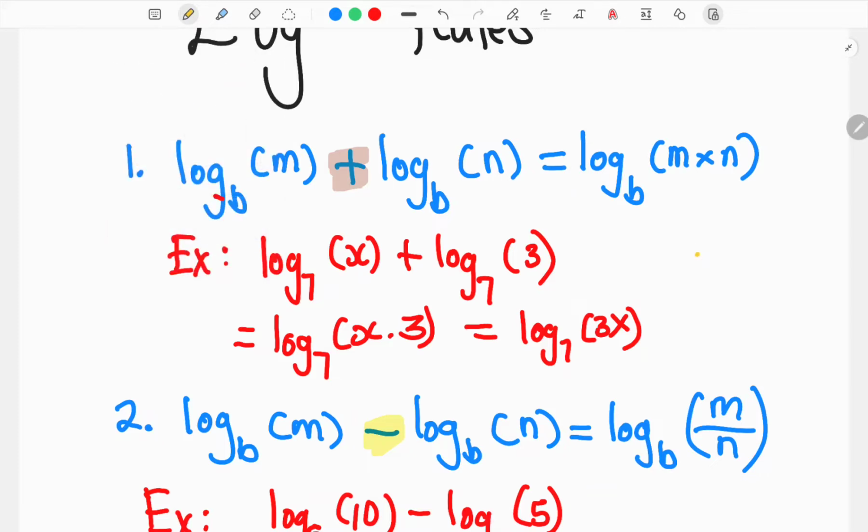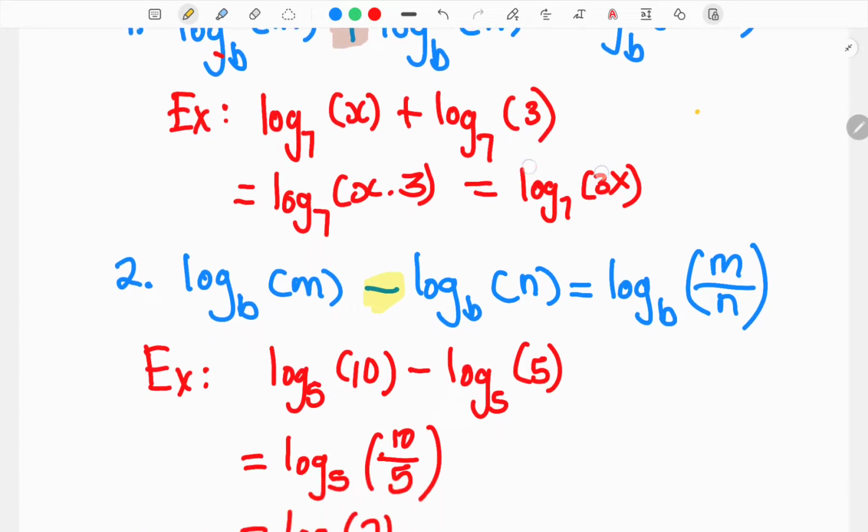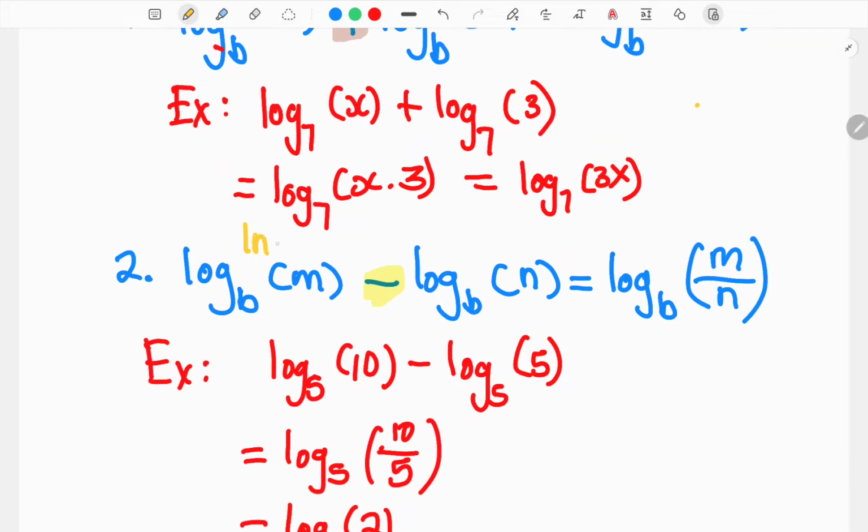In this case, we're relating the laws. The laws in terms of natural logs would be ln of m plus ln of n, which is ln of mn. So this applies also in terms of natural logs. You need to remember this. ln of m minus ln of n becomes ln of m over n.